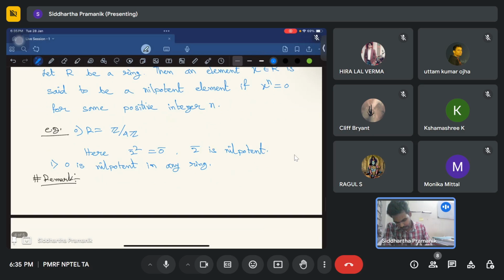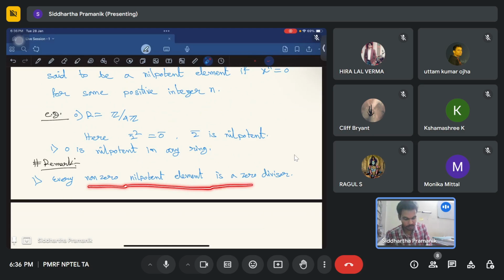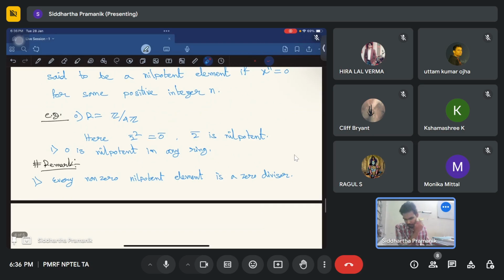Okay, so let's see the remark. The remark is: every non-zero nilpotent element is a zero divisor. Okay, every non-zero nilpotent element is a zero divisor. Can you see why this is happening? Yeah, anyone?